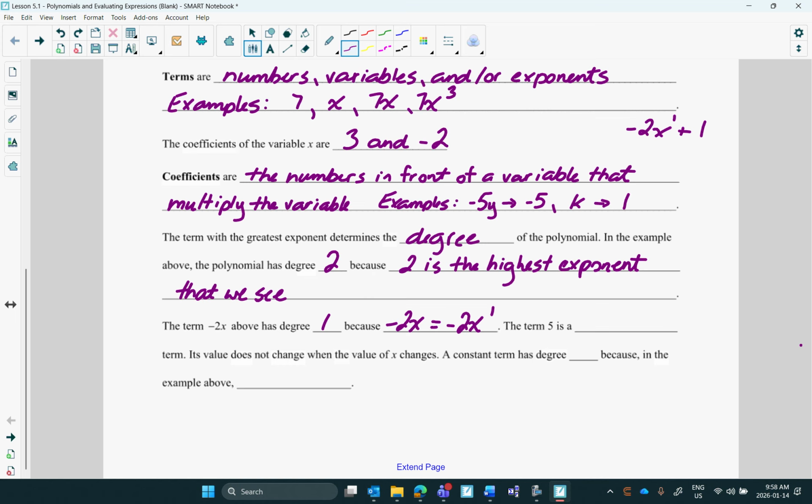And finally, the term 5 in the polynomial above. That doesn't have an x with it. That doesn't have a variable with it. If it doesn't have a variable with it, we call it a constant.